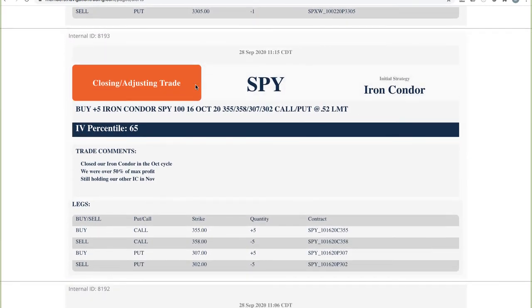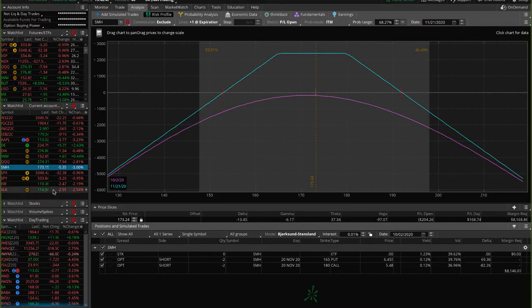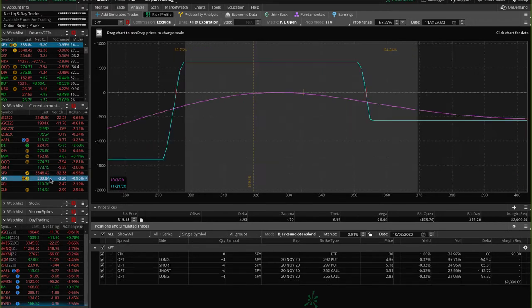Closing adjusting trade in SPY. We had an iron condor in our October cycle still, and we were over 50% of max profit on that, so we just closed that out. We're still holding our other iron condor in November, and you can see price is hanging out right here. So just waiting for some more theta decay in that one.